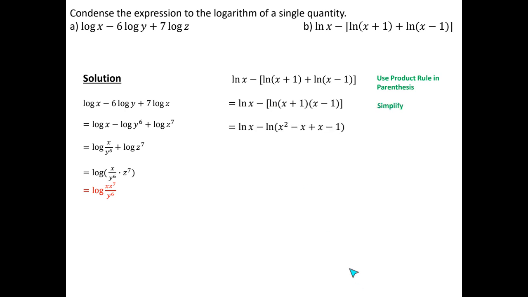Okay, I guess let me just multiply it out. So x times x is x squared, x times negative 1 is negative x, 1 times x is x, and 1 times negative 1 is negative 1. Combine your like terms, and so we get x squared minus 1. So now let's apply the quotient rule. So I can write it as x divided by x squared minus 1, and that would be our answer.